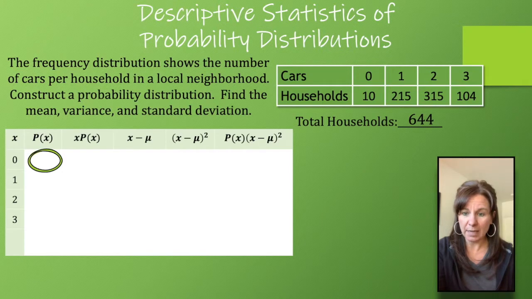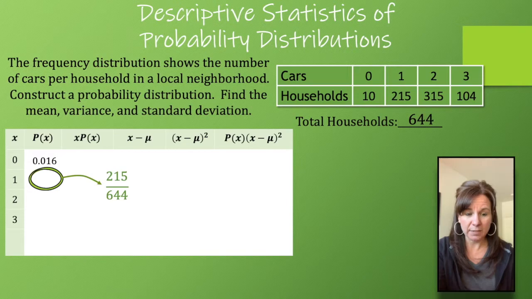So to find the probability of the random variable 0, or 0 cars in a household, we look at how many households have 0 cars, which is 10, and we just put that over the total households, 644. So that's 0.016. For the random variable of 1, we find out how many households have one car. So that's 215 out of 644, which is 0.344. And the same process for the random variable 2 cars per household and 3 cars per household.